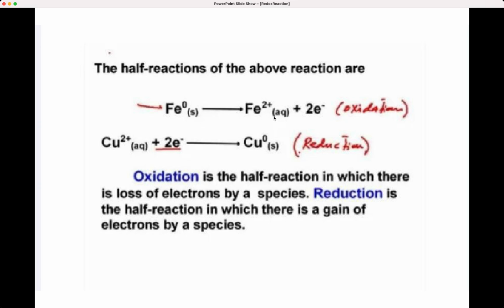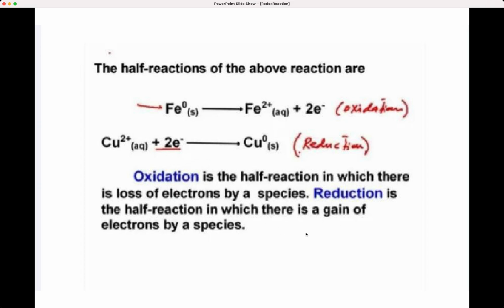Fe0 becomes Fe2+ plus 2 electrons, that is the oxidation part. Then Cu2+ plus 2 electrons, because it reduces to copper metal. And what is an oxidation reaction? Oxidation is that part of the half reaction where there is loss of electrons by a species. So because it is losing electrons, it is forming a positive ion. When it gains electrons, it forms the metal state or a negative ion.